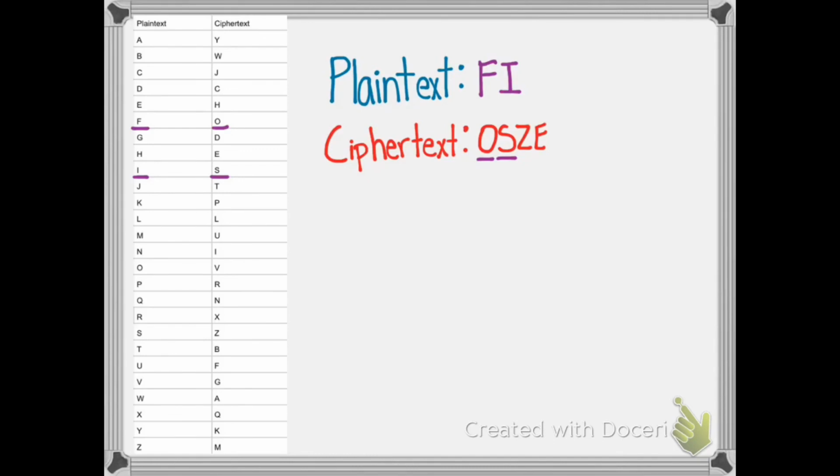The third letter in our encoded message is a Z. If you go to the key, you find that Z is actually an S. The last letter in our encoded message is E. When you go back to your key, you find that E stands for H. So our decoded message is fish.